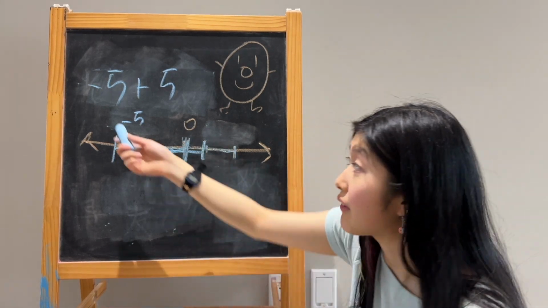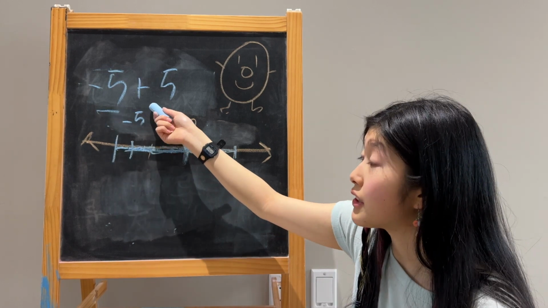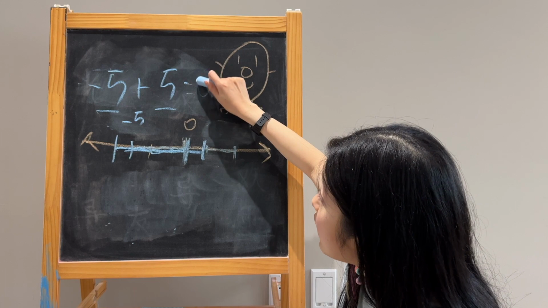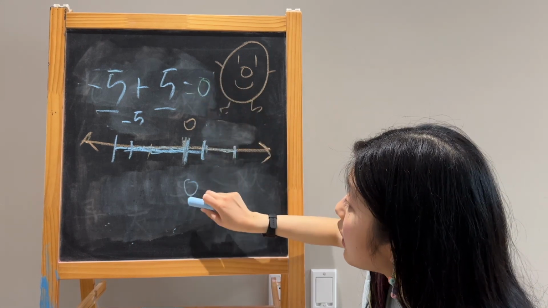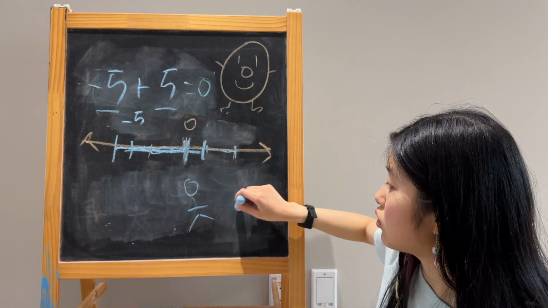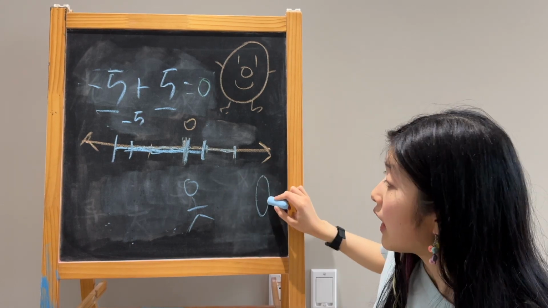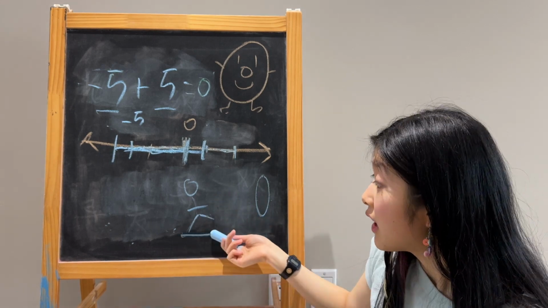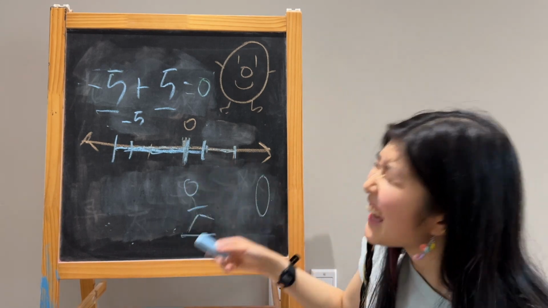So remember, if you have a number and you add its positive, you always end back at 0. It's kind of like if you're taking a walk and you take 5 steps and you walk over here, and then you take 5 steps back, well, you end up exactly back where you started, right?